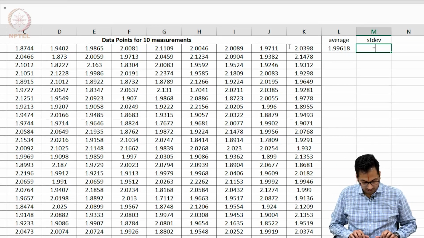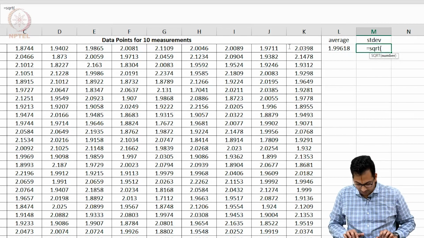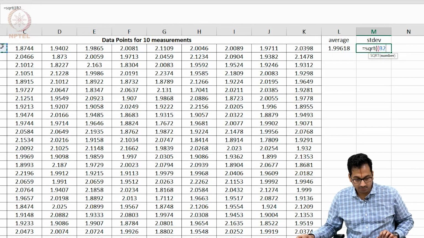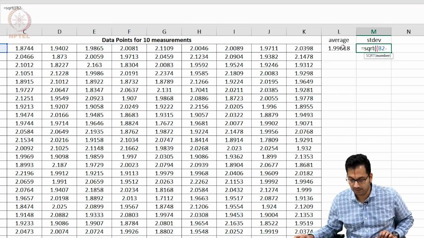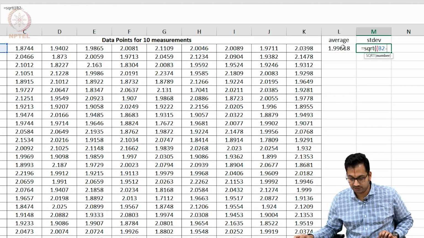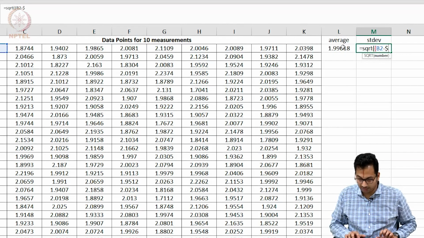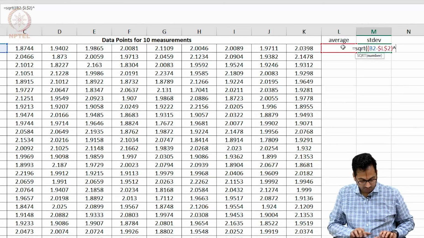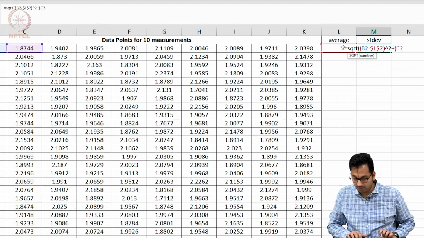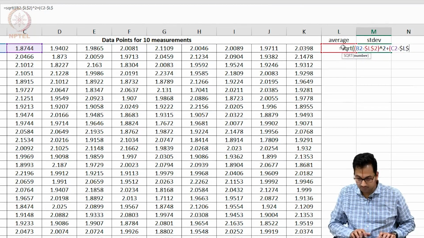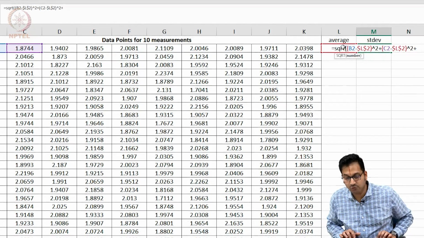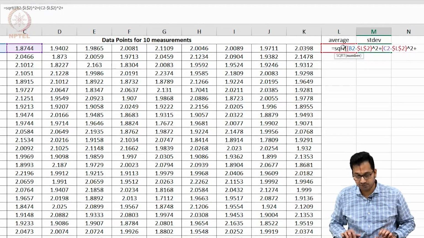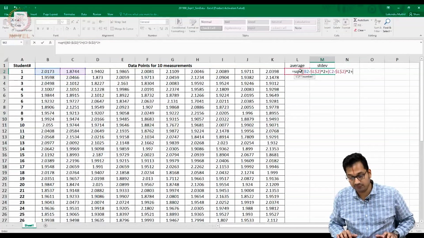And the standard deviation of course will be nothing but the square root of the difference between a given number minus the average that you have determined. This is the sample mean that you have, so that is a number that is not going to change. So, that is going to be $L$2, indicating keep that value constant, the whole square, plus of course you are going to do C2 minus $L$2 the whole square, and so on and so forth, going until K2 minus $L$2 the whole square, divided by n minus 1, which will be 9.